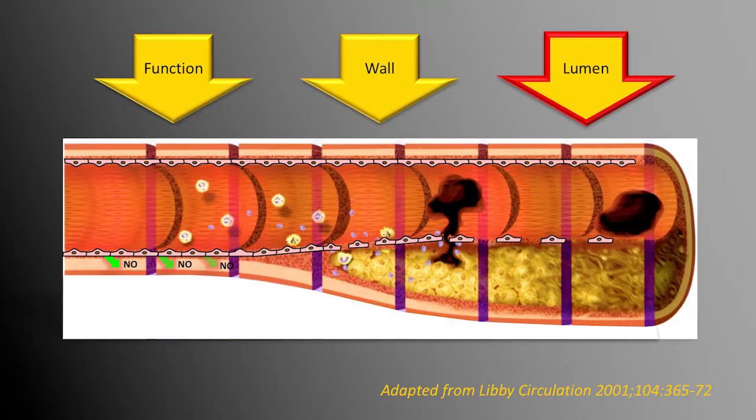So this is a sketch drawn by Peter Libby a couple of years ago, which shows the progression of coronary atherosclerosis from left to right. It starts with endothelial dysfunction, continues with positive arterial remodeling and some plaque buildup here, and then it continues to thrombus formation and blockage of the vessels.